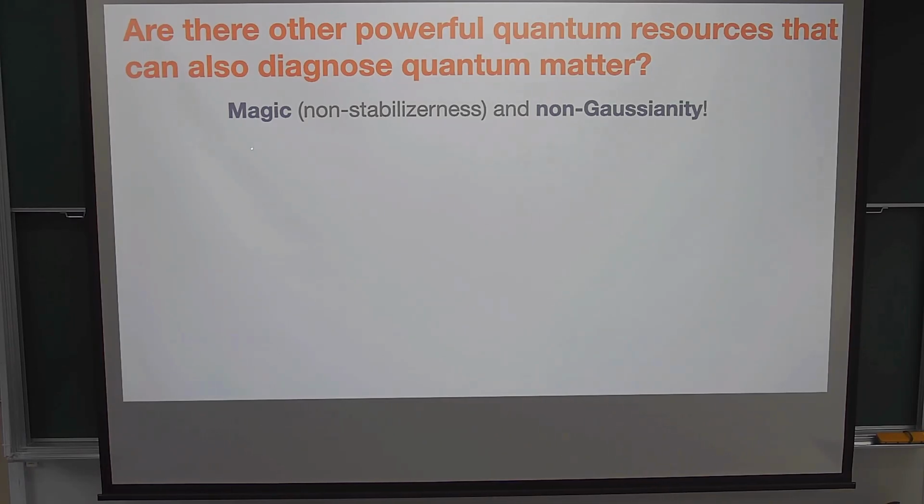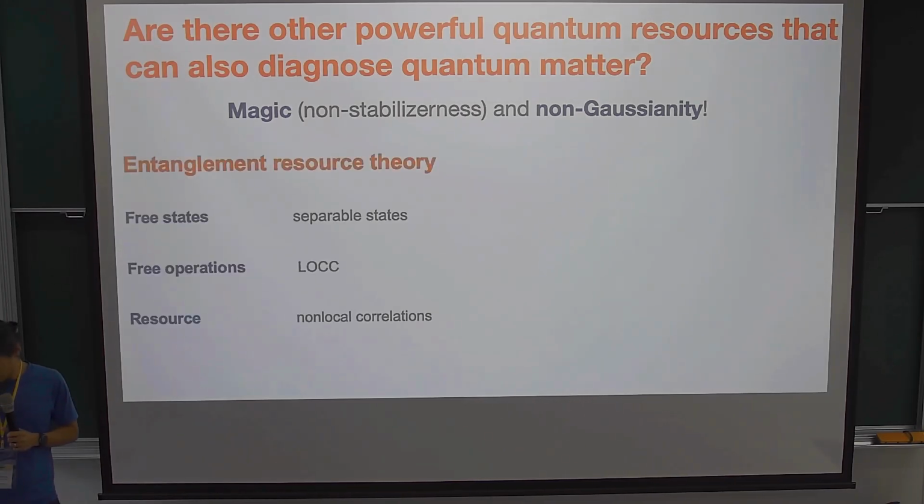So today I will show basically two. One is magic, which is non-stabilizerness, and the other one is non-Gaussianity. Okay. So just a very simple discussion.